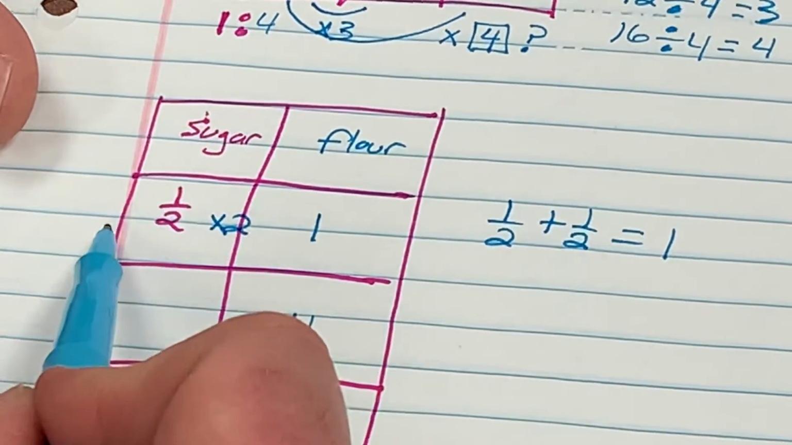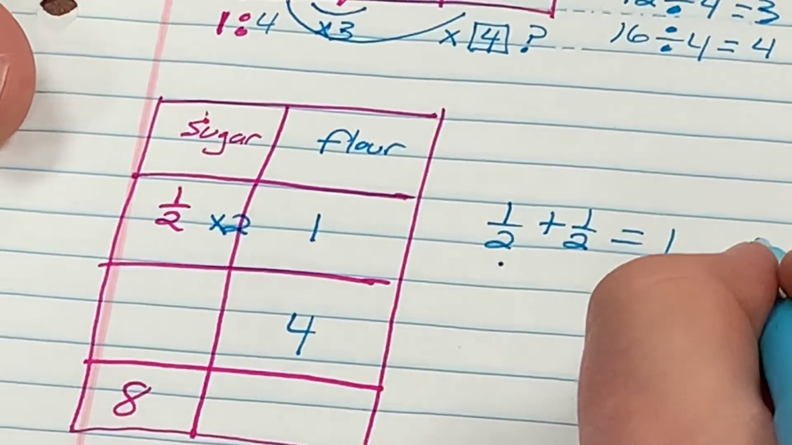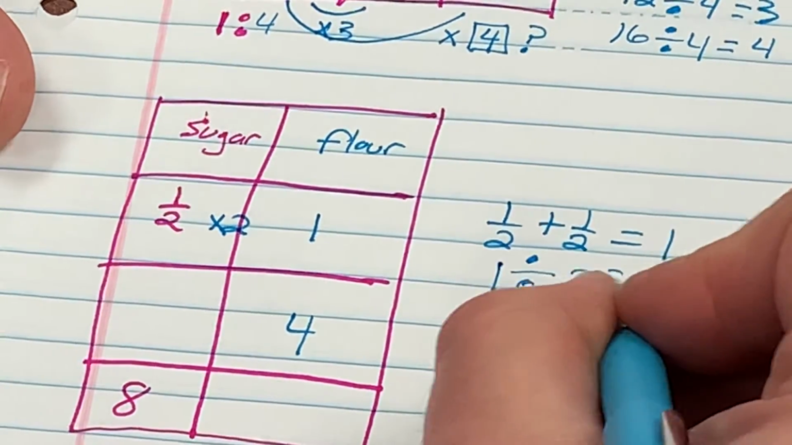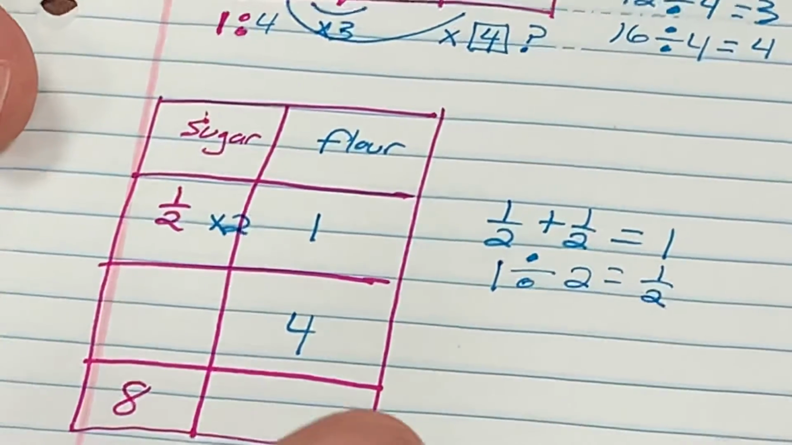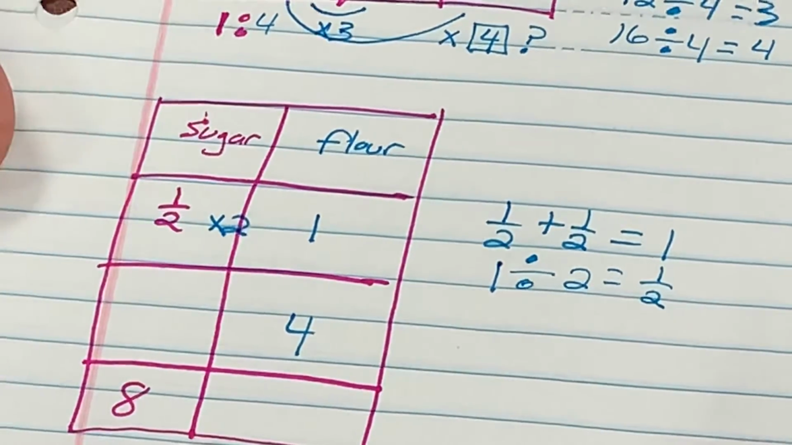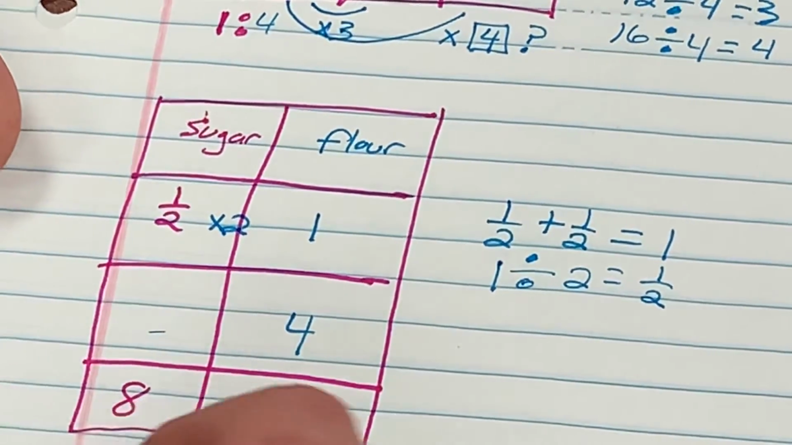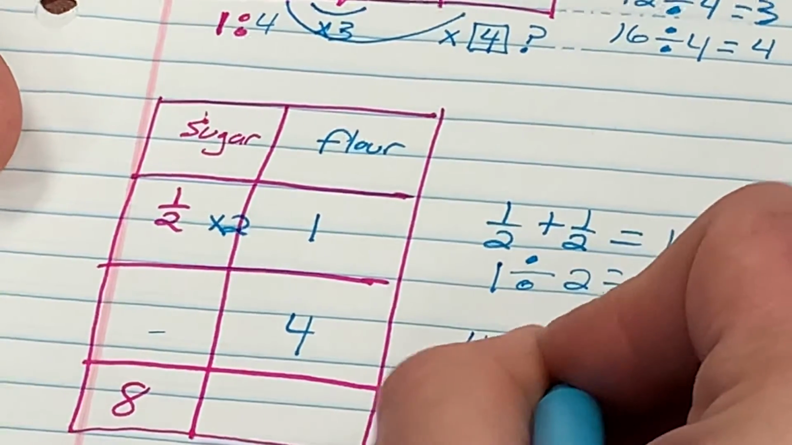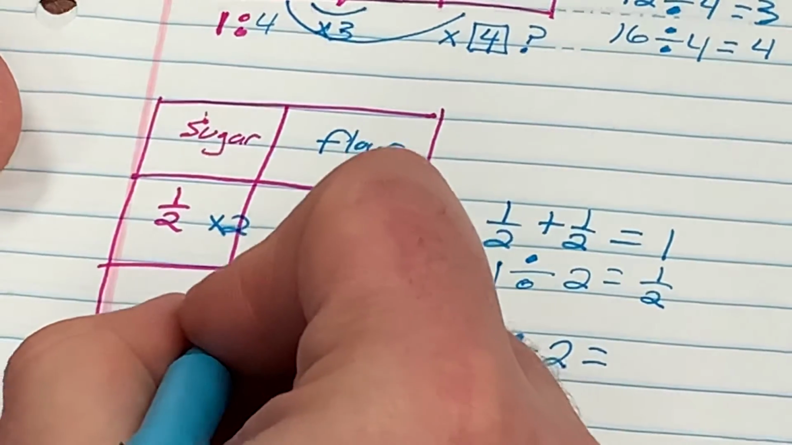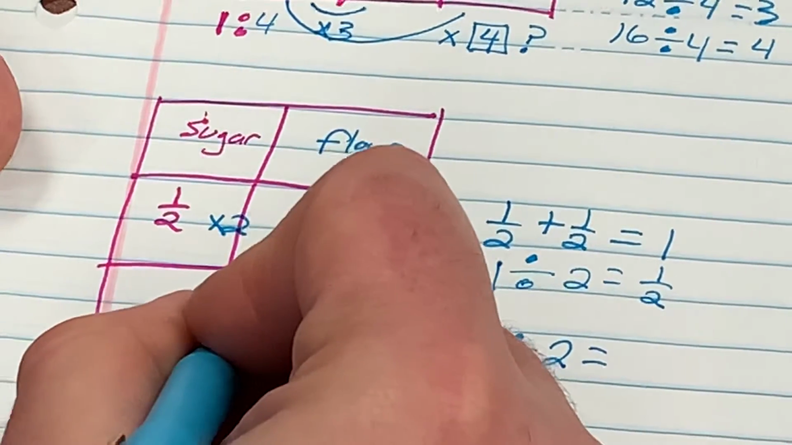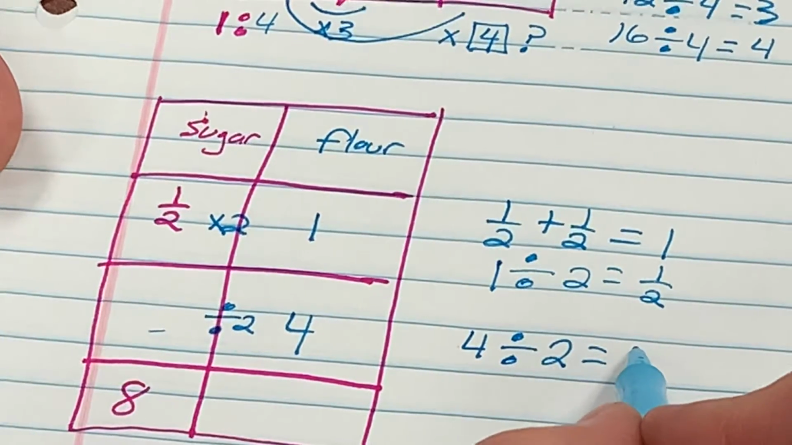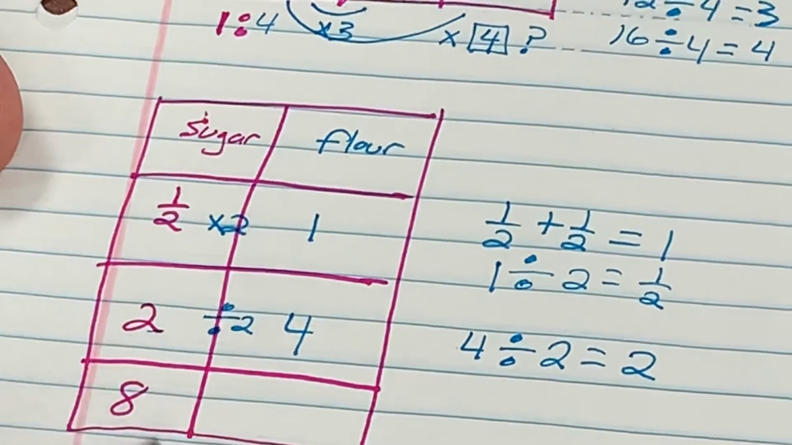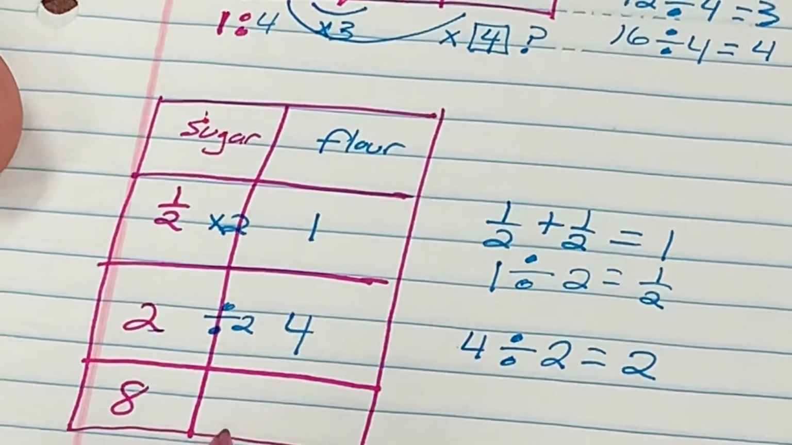If I needed to go backwards, I would divide. So if I was doing it the other way, I could say 1 divided by 2 equals 1/2. And that's true. All right. If I don't know the value of the sugar, I can divide 4 divided by 2. And that's going to tell me that I have 2 cups of sugar. And then last but not least, if I'm going back the other way, I have to multiply.